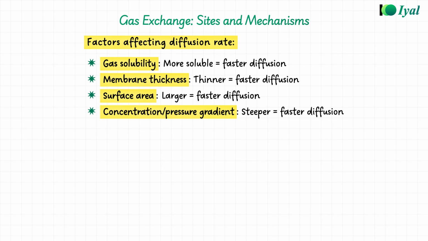First is the solubility of the gas. More soluble gases diffuse faster. Second is the thickness of the membrane. Thinner membrane means faster diffusion. That is why alveolar walls are so thin, to maximize diffusion. Third is the surface area. Larger surface area means faster diffusion. Lungs have millions of alveoli, giving huge surface area. Fourth is the concentration or pressure gradient. Steep gradient means faster diffusion. All these factors are arranged in your body to maximize gas exchange.